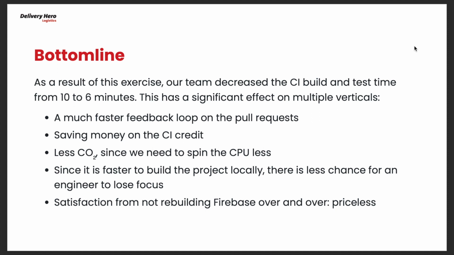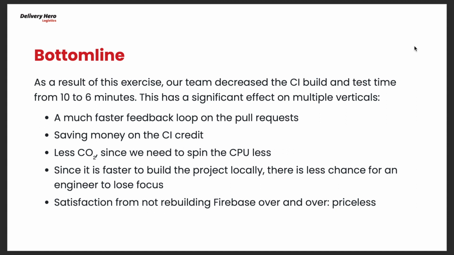As a bottom line, the result of this exercise is that we shaved off around 4 minutes from our build time, which is a really big change for us. Originally we started with build times around 30 minutes, then we went to 10-15, and now we're at 6 minutes. So when you do a pull request, between 2 to 7 minutes, you will get the feedback, which keeps you in the loop and engaged with your contribution. Additionally, it saves money on CI. CI doesn't have to run that frequently, so they don't need that many machines spinning. And it's faster to build the project locally, and you're really satisfied not rebuilding Firebase over and over, which consists of a ton of C++ libraries.